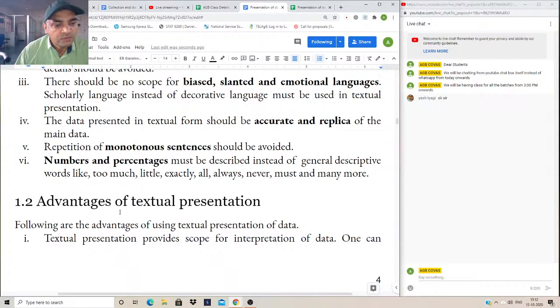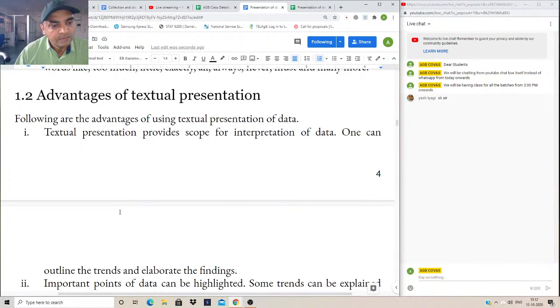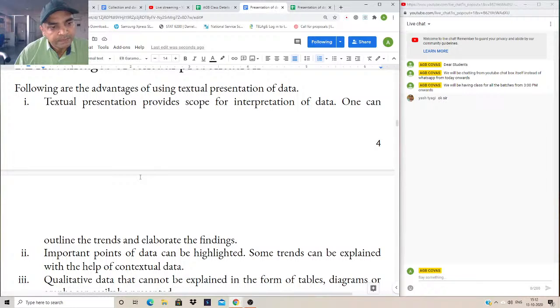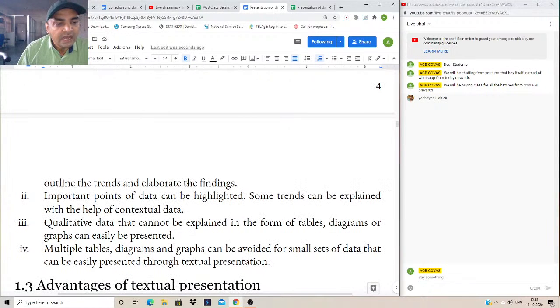Now we are coming to the advantages of textual presentation. So what are the advantages of a textual presentation? Textual presentation provides scope for interpretation of data. That is, by presenting the data in the form of text, you have scope to interpret your data. One can very well outline the trend or elaborate the findings.